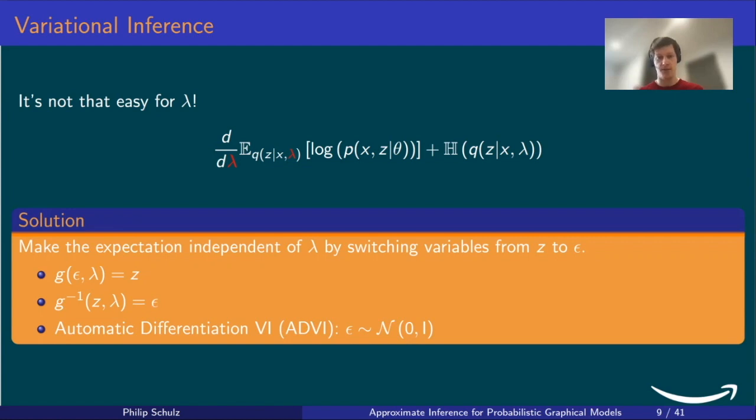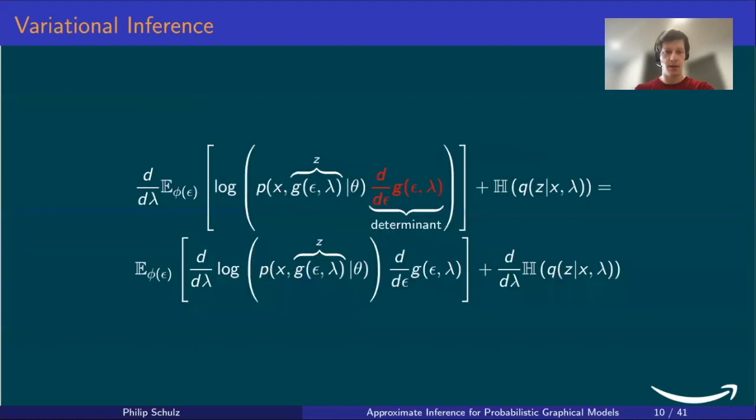can easily sample from. And automatic differentiation variational inference, which is the concrete algorithm that I'm going to present today, fixes that problem by always drawing from a normal distribution. So we're always going to have epsilon be a normal distribution. And then the task basically becomes to find a mapping from our variable z to a normally distributed variable. Once we have defined such a mapping, we can then do the following.